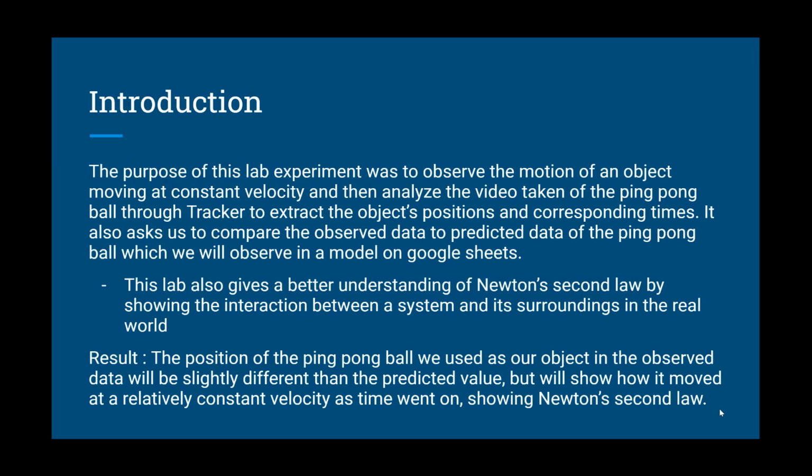This lab also gives a better understanding of Newton's second law by showing the interaction between a system and its surroundings in the real world. The result of this experiment shows that the position of the ping pong ball we used as our object in the observed data will be slightly different than the predicted value, but will show how it moved at a relatively constant velocity as time went on, showing Newton's second law.